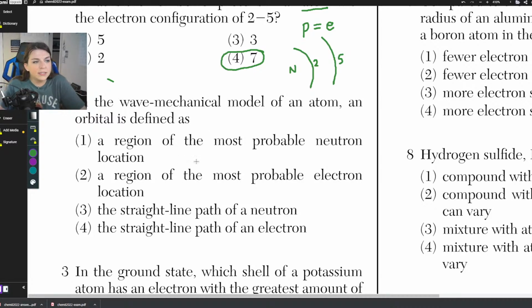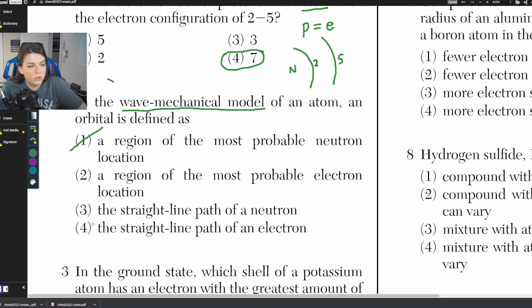This is specifically asking about the wave mechanical model, which you may have also learned as the electron cloud model. Those two terms are the same thing. It just means the modern model of the atom, where the electrons go into clouds instead of orbits. So just from vocab, the region of the most probable neutron location. Neutrons are always in the nucleus, so that's no. Most probable electron location is correct.